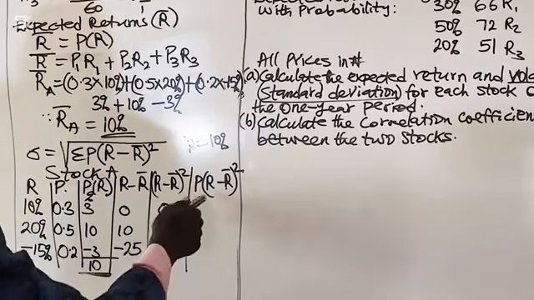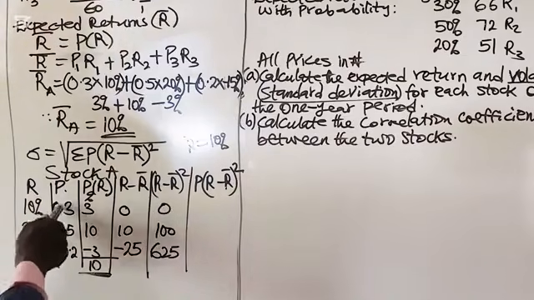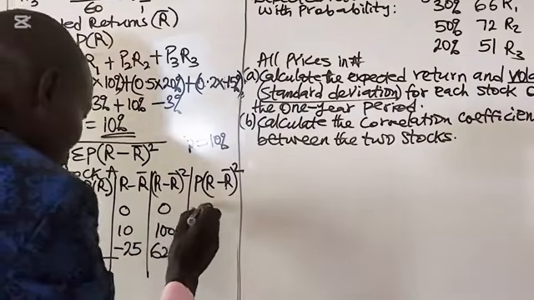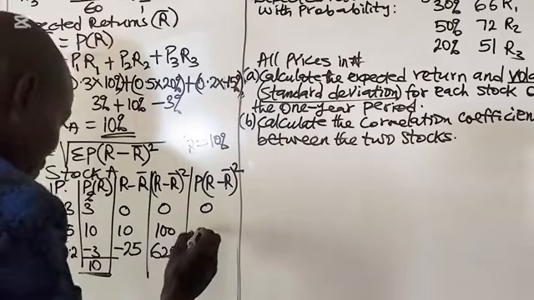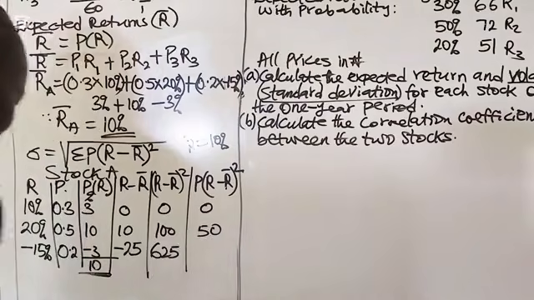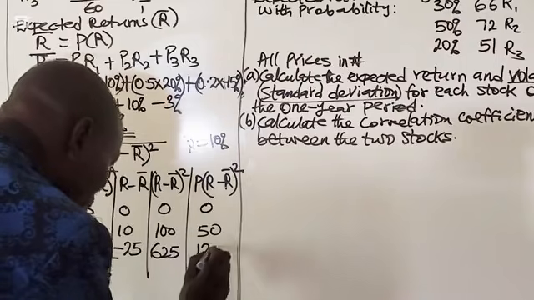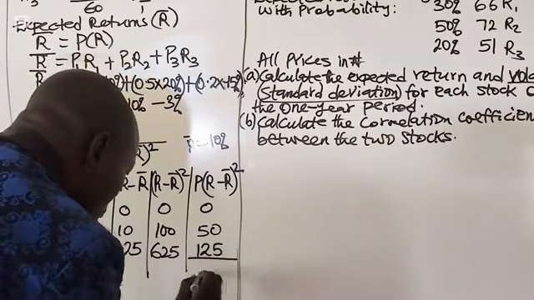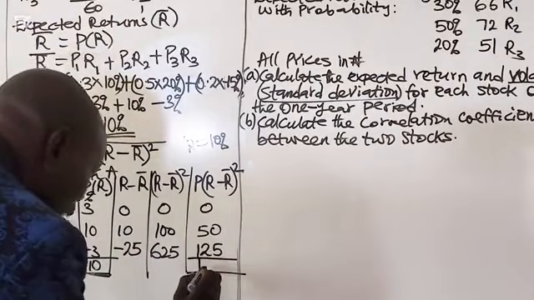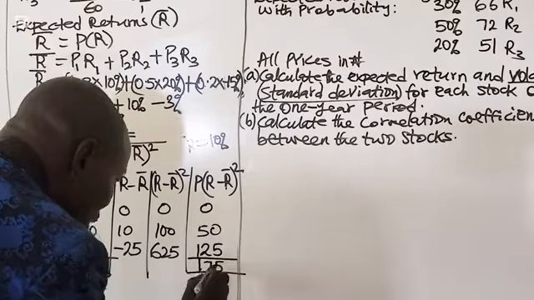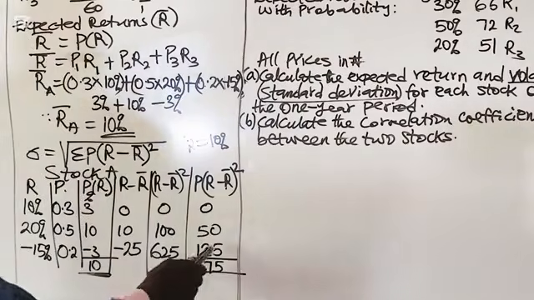Then you multiply by the probability. 0.3 times 0, it will still be 0. Then 0.5 times 100, that will be 50. 625 times 0.2, that gives us 125. If you sum this up, you have the variance to be 175. 0 plus 50, 50, 50 plus 125, that will be 175.